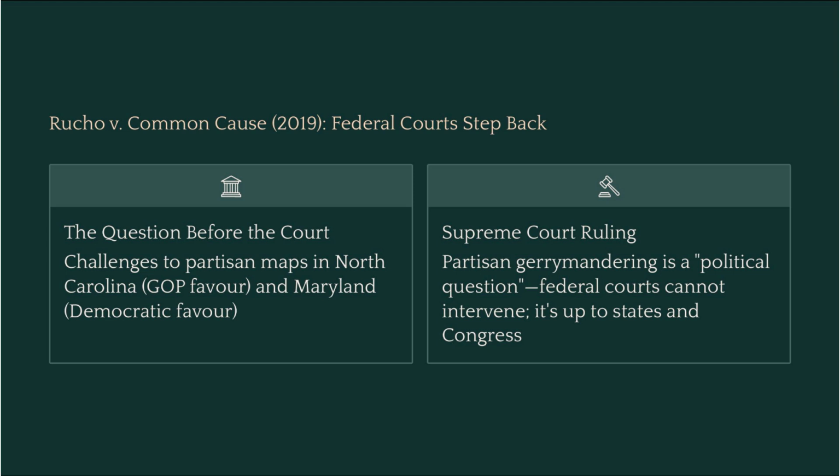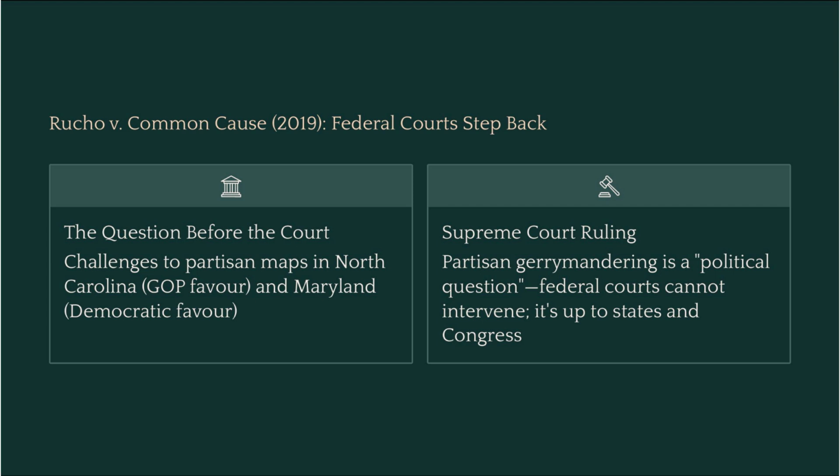In 2019, they got their answer in the case Rucho versus Common Cause. The court was looking at extreme maps from North Carolina, drawn by Republicans, and Maryland, drawn by Democrats. The evidence of rigging was undeniable, but the Supreme Court ruled 5-4 that they could do nothing. They declared that partisan gerrymandering is a political question. This means it is beyond the reach of federal courts.